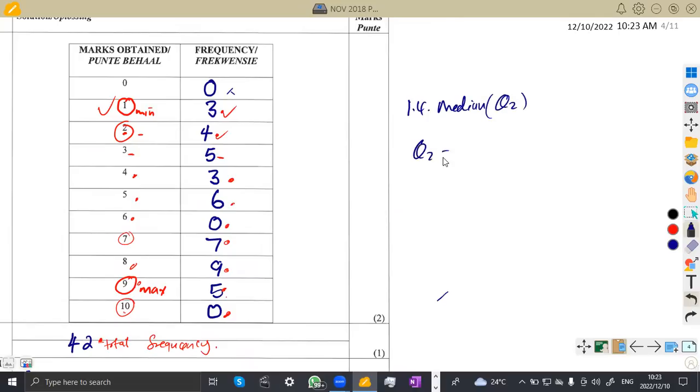All right, whereby Q2 is equivalent to (n plus 1) over 2, whereby n is representing the total frequency or the total sum of the distribution. So that gives us the position for Q2, where we are going to obtain the value. If we add here n, which is the total frequency of 42, it is going to be 42 plus 1 over 2.